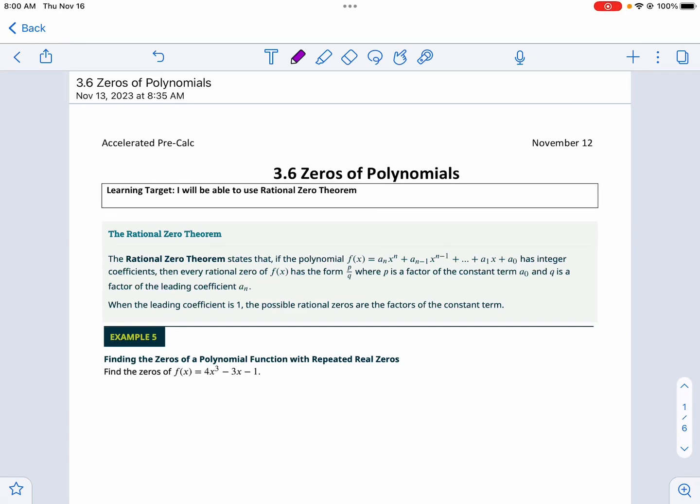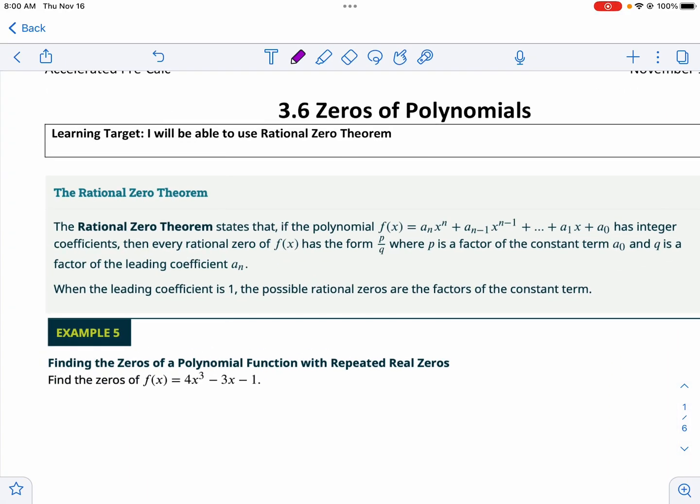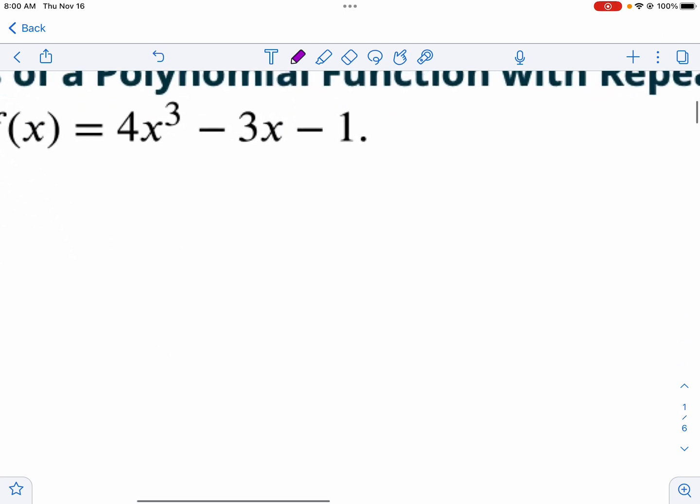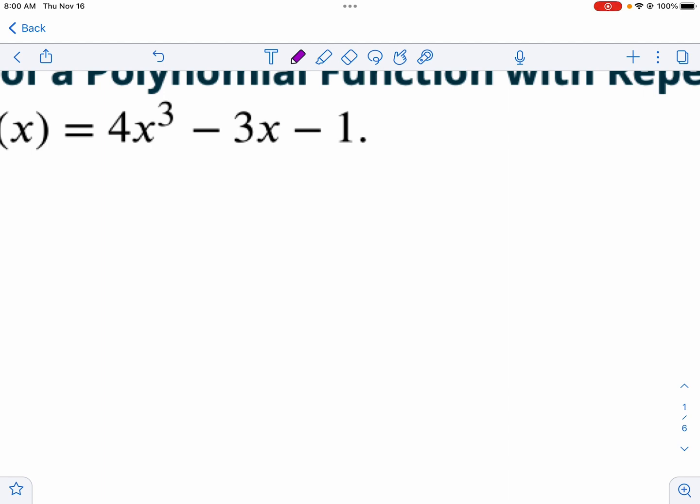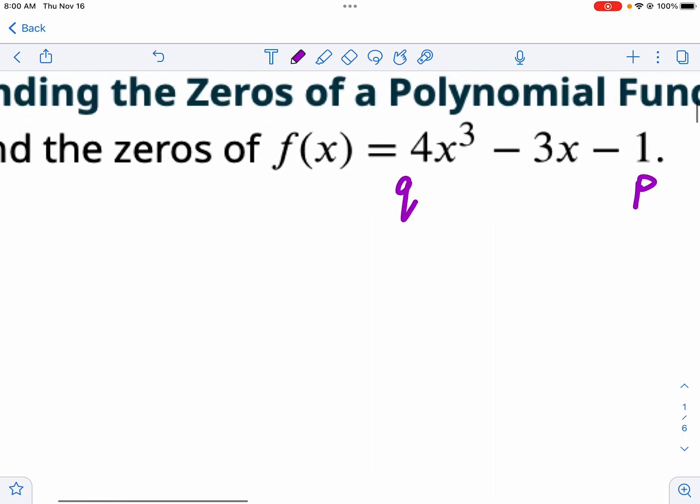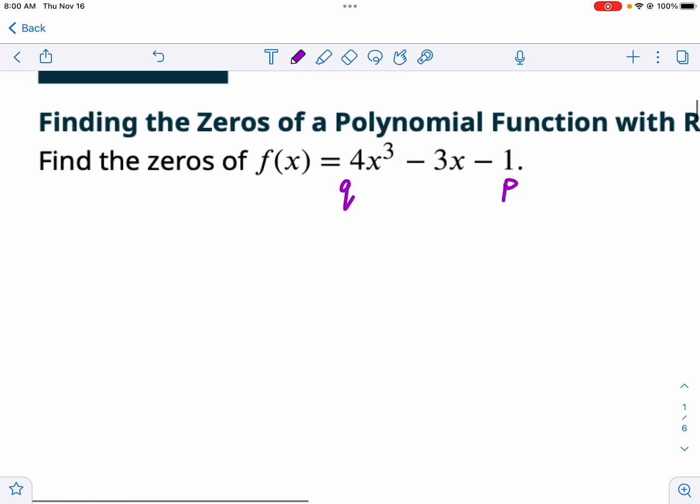3.6 zeros of polynomials. There's this thing called the rational zero theorem, or the rational root theorem. The idea is you can factor any polynomial using this theorem. What they do is, we call these P and Q, 1 and 4. The idea is if you find the factors of P and Q, so let's say factors of P.